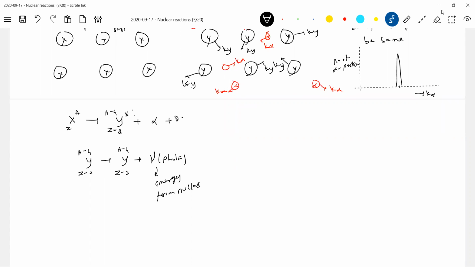What about the energy equations? How to manage? The energy equation here will be mX minus mY minus m alpha into c squared. Okay, fine. Then who will share this energy? The energy will be shared by the daughter nucleus, the alpha particle, and also the energy of the photon. What is the energy of the photon? E gamma. In that case, what do you expect now? Again, the same equations.